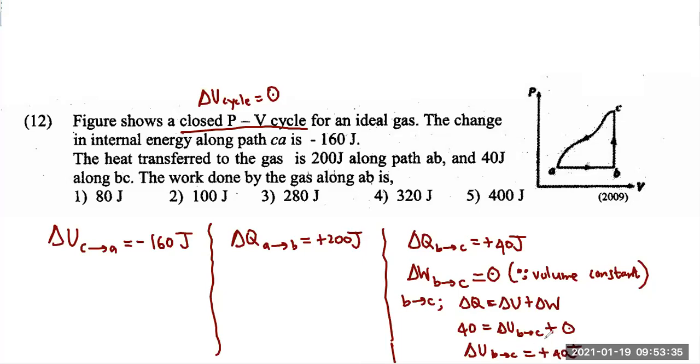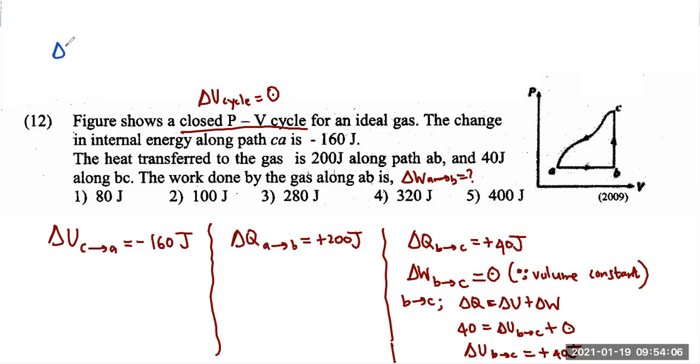Now, why am I doing this? I need to find out the work done by the gas along AB, delta W AB. To find delta W AB, I need the other two components, that is delta Q and delta U. Now, delta Q AB, we know that. But delta U AB, we still don't know that. We are supposed to find that. Now, I wrote something at the beginning, people. For a cycle, delta U is zero. I know delta U CA, I know delta U BC.